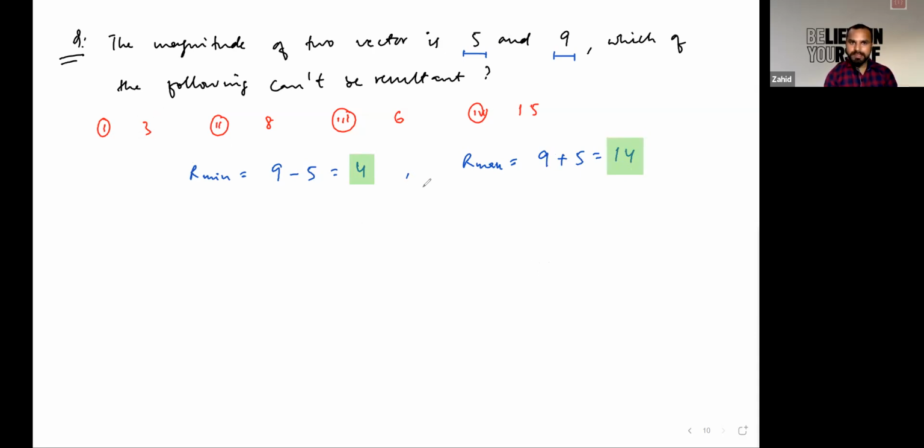So 3 is out of this range, so this particular term can't be possible. 8 is lying in this part, so it will be possible. 6 is also lying in this part, so it will also be possible. But 15 is not in this particular range, so this can't be possible. So 3 and 15 can't be the resultant of these two vectors, but 8 and 6 will be.